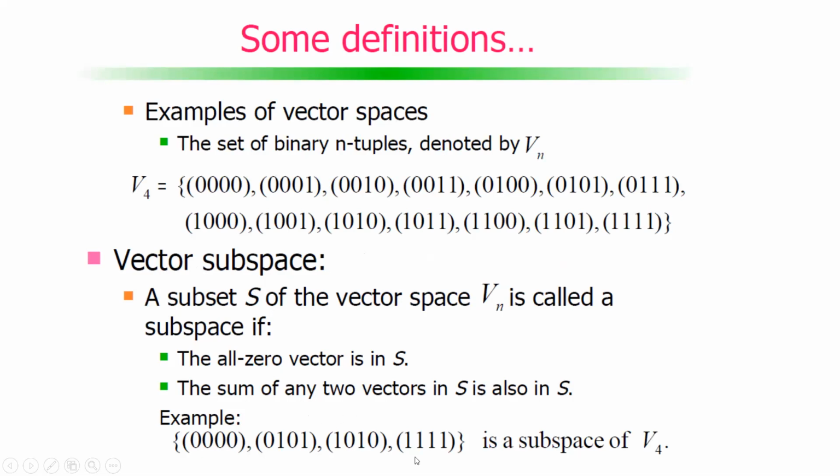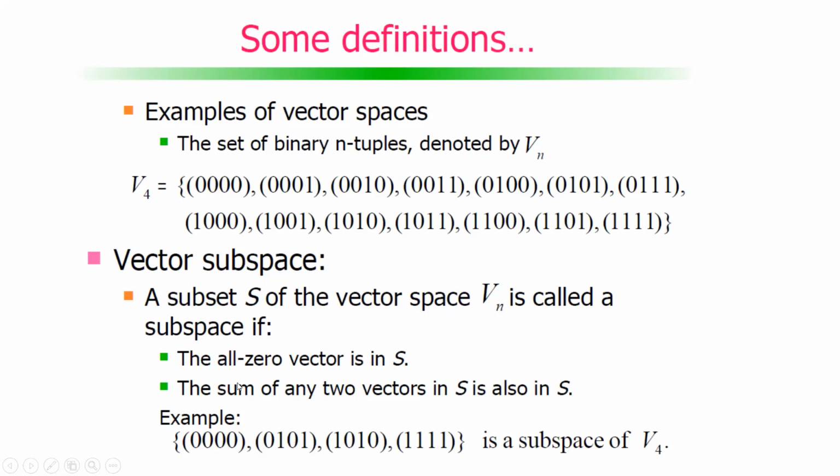These four elements will form a subspace. The zero vector, the all-zero vector, is there, and if you add any two vectors, then the resultant vector should also be present in the subspace. Then that subspace will be called a vector subspace of this V4.